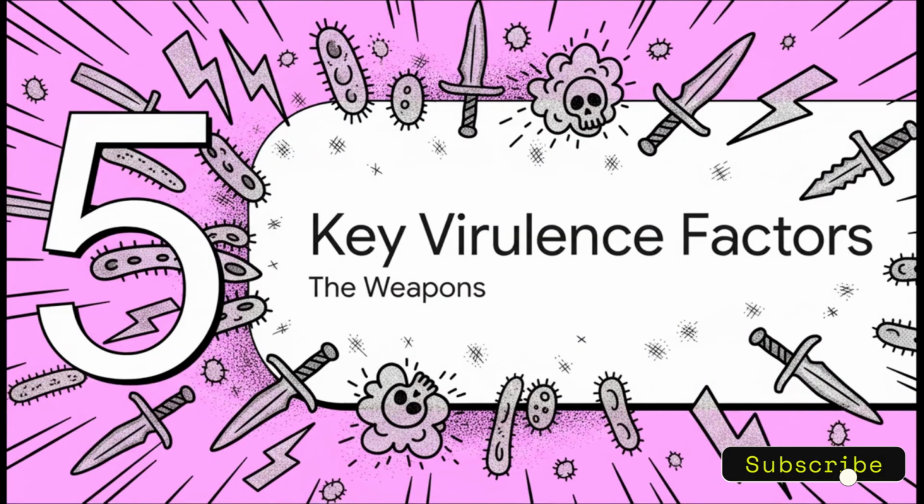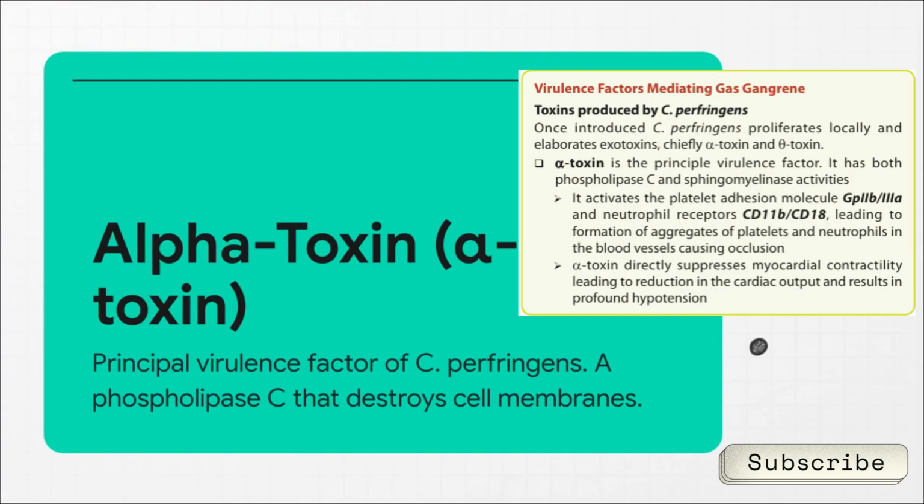So once the bacteria are awake and active, they unleash their arsenal. The incredible tissue destruction you see in gas gangrene is all thanks to a powerful cocktail of toxins. These are their weapons of mass destruction. Listen, if you only remember one toxin from this whole talk, make it this one, alpha toxin. This is the principal virulence factor of C. perfringens. What is it? It's an enzyme, a phospholipase C, also called lecithinase, and its job is simple and absolutely brutal. It shreds the phospholipids that make up our cell membranes. It just tears them apart.